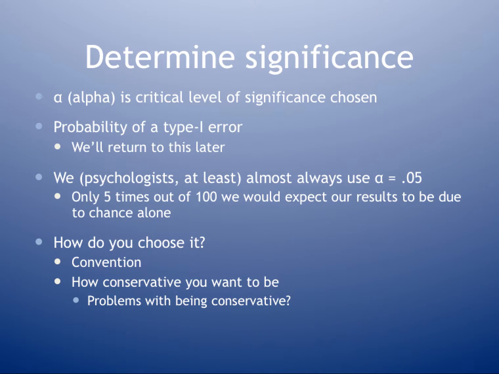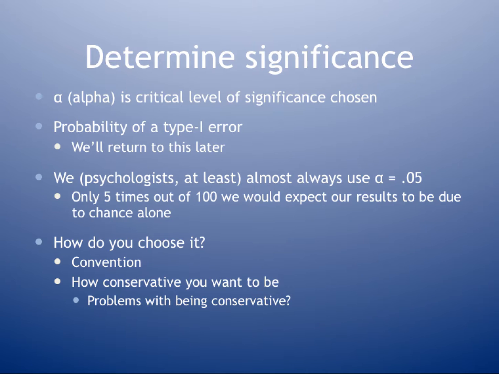Well, alpha is the critical level of significance you are choosing. If you have already heard this term, then maybe you'll understand that this is also the probability of a type 1 error. We'll get back to that later. But for now, it is the level of significance chosen. And this tells us what level of probability we are going to accept. Alphas can be anything from 0 to 1.